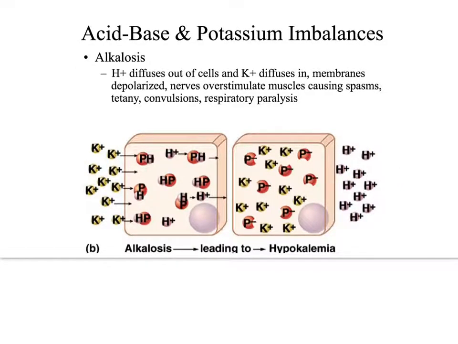Okay. Another thing that can happen is if we're in alkalosis, the hydrogen ions will diffuse out of the cells because we need the hydrogen ions outside of the cells to bring the pH back to normal. And we'll end up with too much potassium in the cells, and we'll end up in hypokalemia, and that can cause problems too.